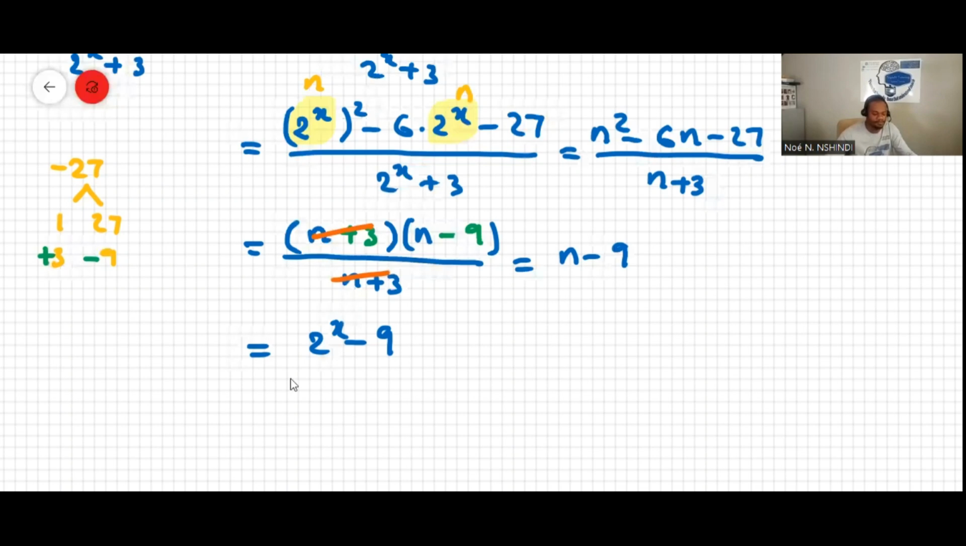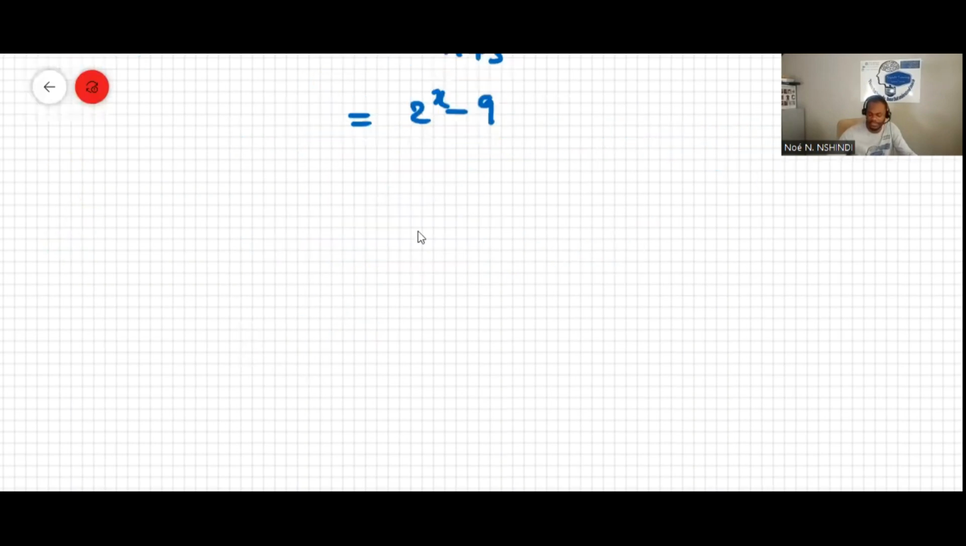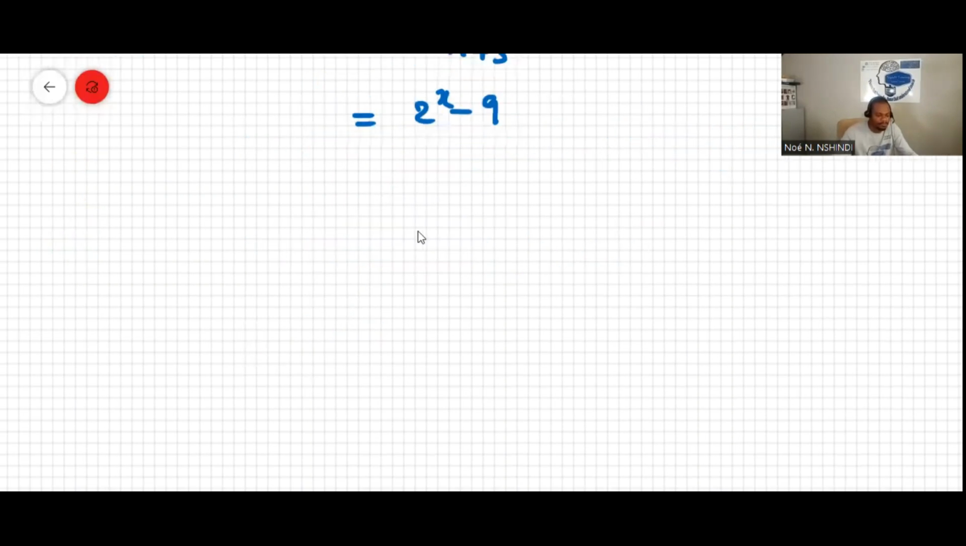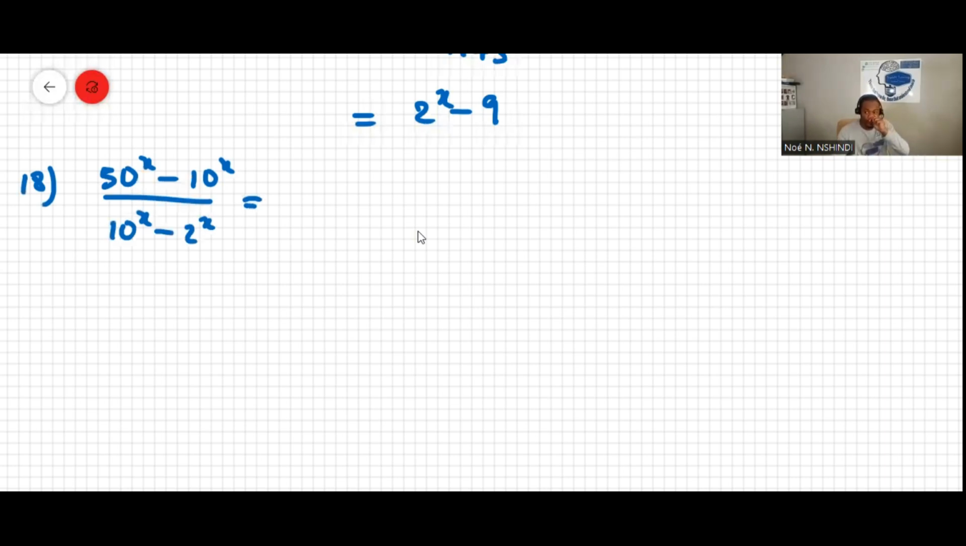Then the next question will be question 18. 50 to the power of x minus 10 to the power of x, all over 10 to the power of x minus 2 to the power of x. Okay, now let me tell you something here. Don't say 50 to the power of x minus 10 to the power of x equal to 40 to the power of x, because the bases are not common. You cannot just subtract 50 and 10.